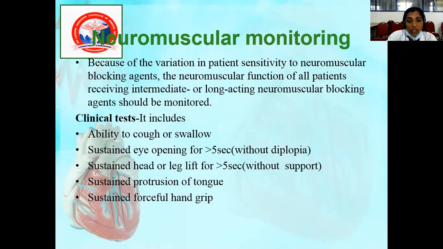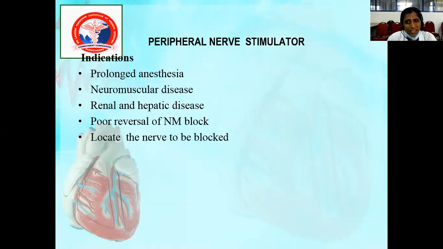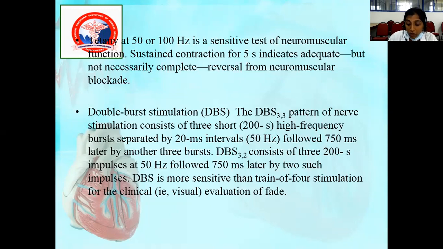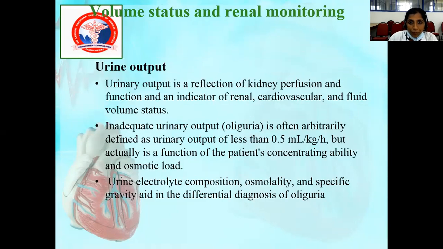If the patient is having an adequate cough and a deglutition reflex, then the patient should have a sustained head lift or leg lift for more than 5 seconds without support, a sustained hand grip, a sustained protrusion of tongue, and a sustained eye opening for more than 5 seconds. So these are the clinical methods to detect neuromuscular activity. Apart from that, we have a PNS monitor. It is mainly done in neuromuscular diseases, or if we have given anesthesia for a long period, some renal and hepatic diseases, transplants, etc. So we have TOF, train of four monitoring, double burst stimulation, etc.